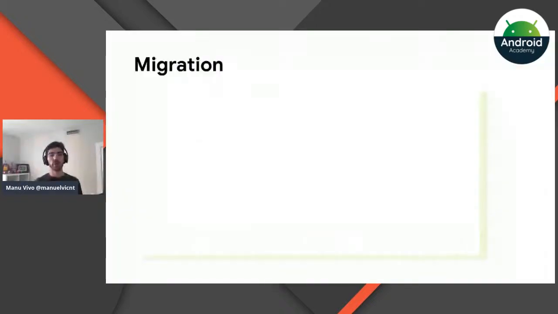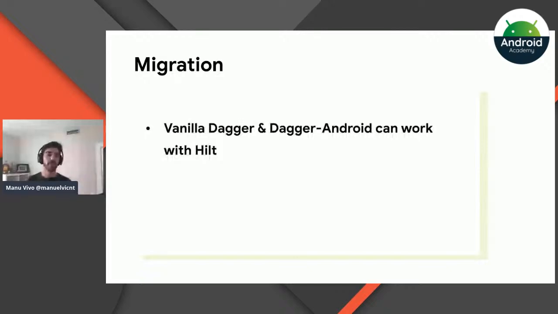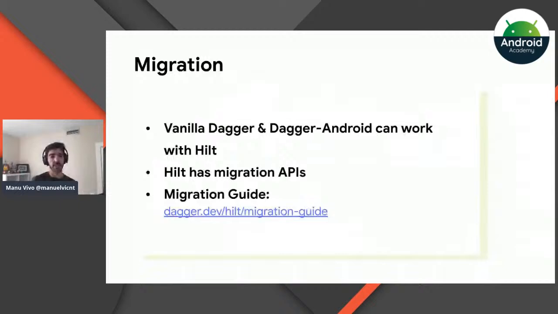So about migration, you might have your application in either Dagger or Dagger Android, because Dagger was the recommendation last year. But we are providing easy APIs, for example, to migrate between Dagger and Hilt. And also you can have Dagger and Hilt working on the same project side by side, because Hilt is made on top of Dagger. For a more comprehensive migration guide, you have here the link to the documentation.